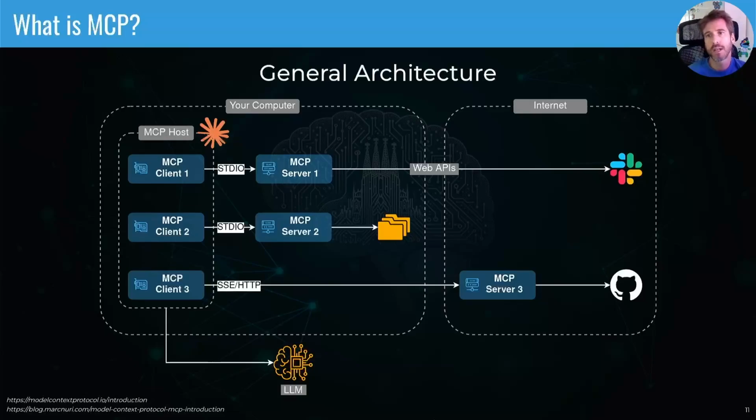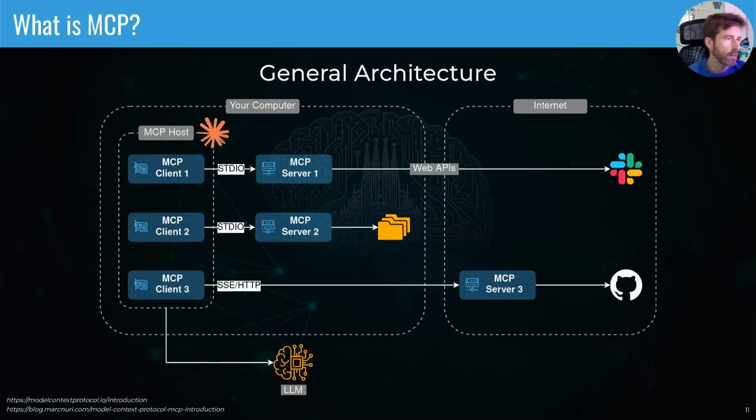The MCP host will have several MCP clients that will be run by it. And these clients will connect to different MCP servers. So MCP is a client-server protocol, which can use several transports. We will go into the transports later on. But let's say that you have this MCP server one that's running on your local system and is connecting to an external system such as Slack in this case through its web APIs.